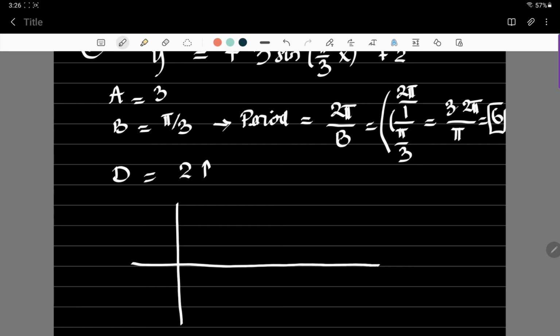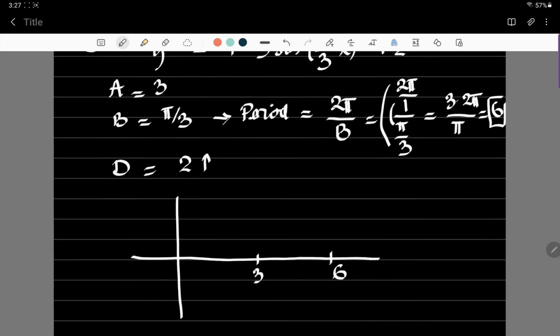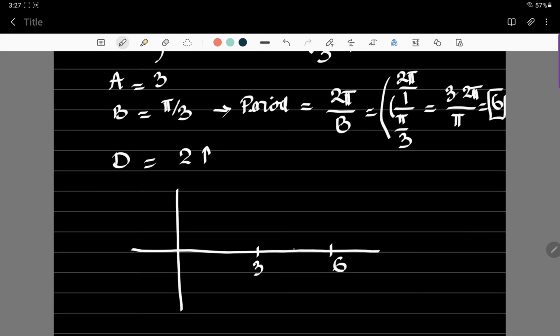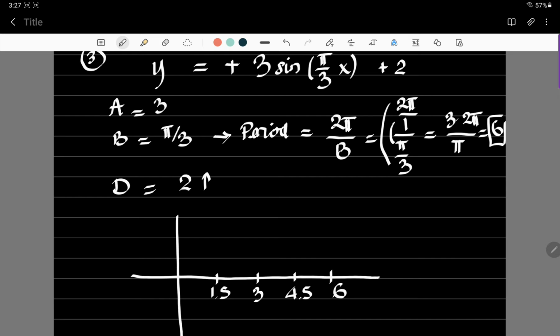So the first thing we do, we make the period first. The whole thing here is 6. Careful. Half of that will be 3, and half of this is 1.5. So we will draw my sine normally. Okay, the period, we're done.